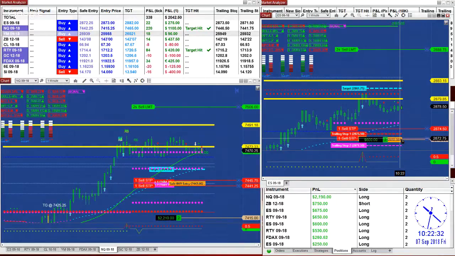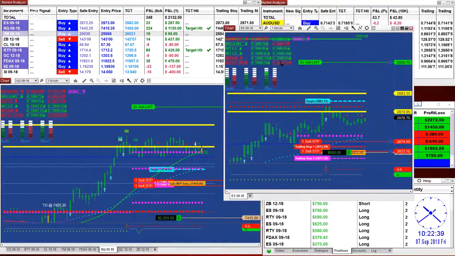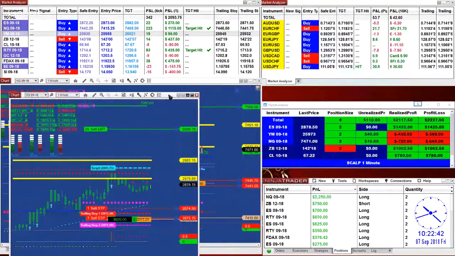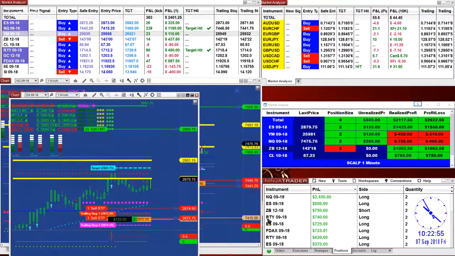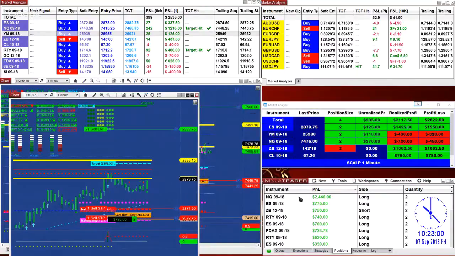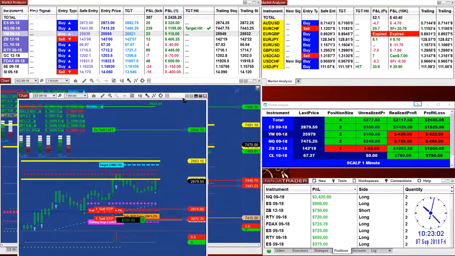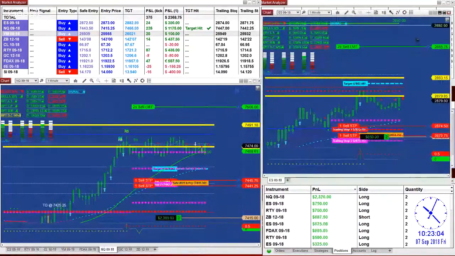On the scalper, the ES, YM, Nasdaq, all of them took a long trade. I like to see that, and the Nasdaq is still long on the swing trading. ES is still long. So it's very good to also get information on how the other auto trades are doing.